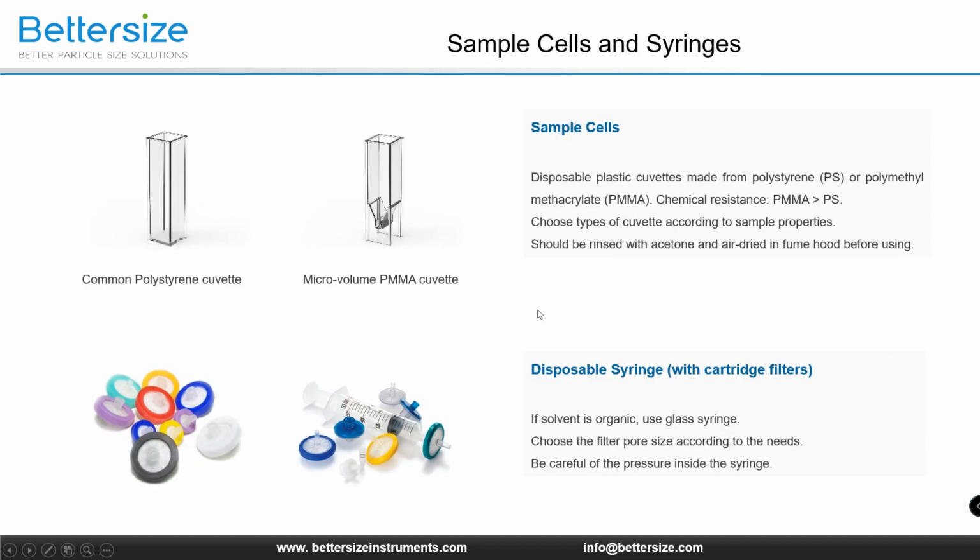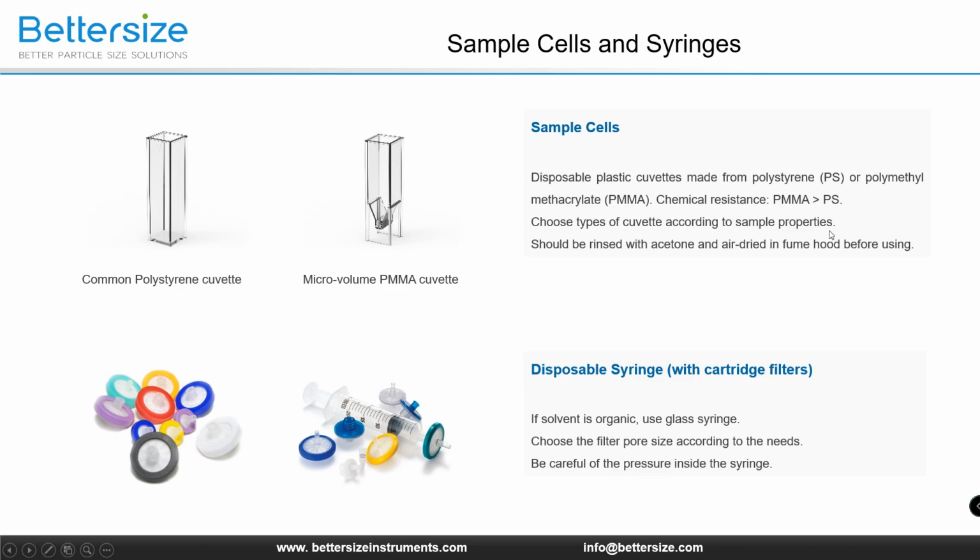In the DLS device, disposable plastic cuvettes are usually used as the sample cells. These cuvettes are mostly made from polystyrene or polymethyl methacrylate, where PMMA is more chemically resistant than PS. When preparing the sample solutions, one should consider its properties before choosing a suitable type of cuvette.